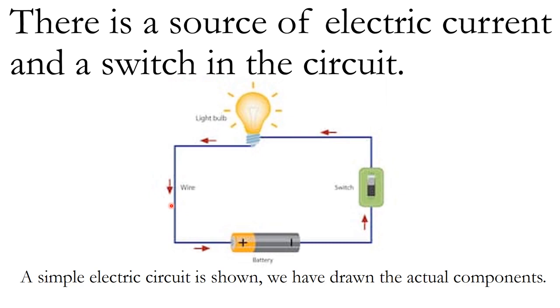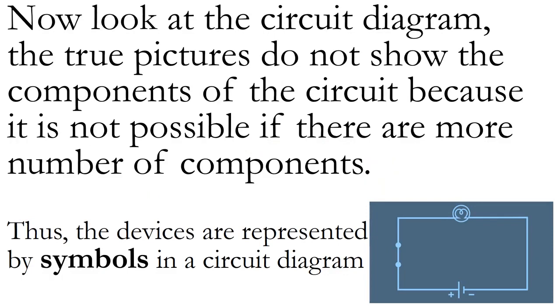In this diagram, a simple electric circuit is shown. We have drawn the actual components like bulb, switch, and cell. However, in a circuit diagram, the true pictures do not show the components of the circuit, because it is not possible if there are more components. Thus, the devices are represented by symbols in a circuit diagram.